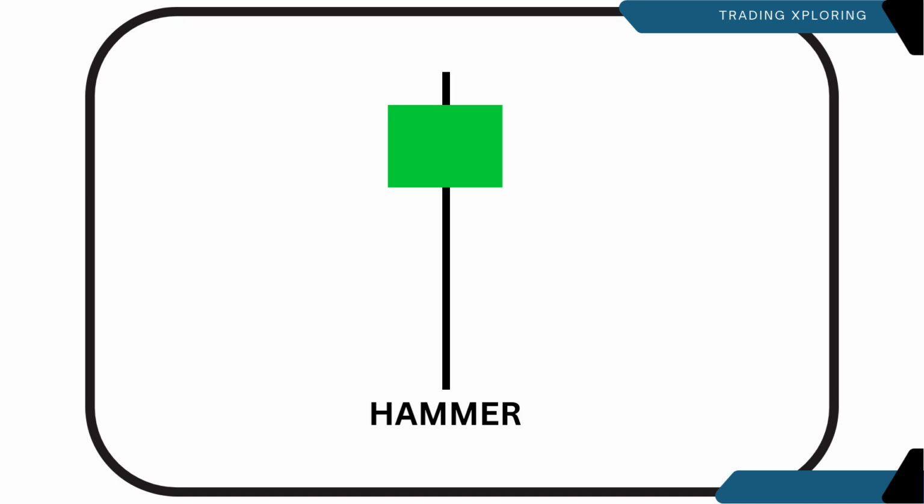How it looks: small body near the top of the candle, long lower wick at least 2 to 3 times the size of the body, little to no upper wick. It looks like a hammer, small head and long handle.